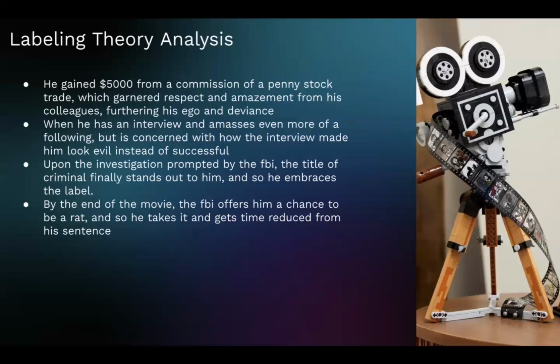Another example of this is when he has an interview. In this interview, he is painted with a bad image, and because of it, he immediately gets angry. That is until he realizes how good it made him look in the eyes of other potential stockbrokers and how it could possibly even make him money. What he was mainly concerned about was how his image as a stockbroker could have been tarnished due to the media and the interviewer calling him evil.